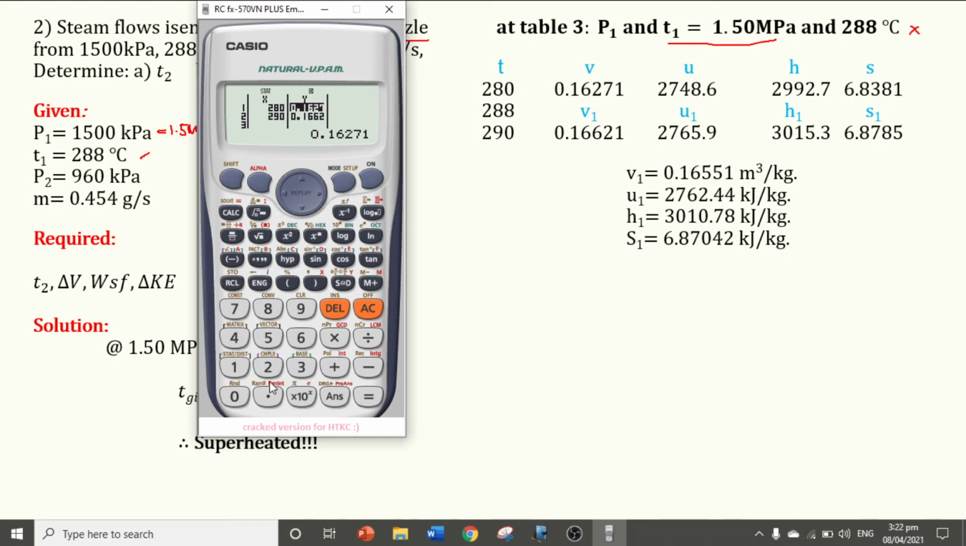Edit natin si Y. 2748.6, then 2765.9. Lagay natin 288. Therefore, U1 is 2,762.44 kilojoules per kilogram. Solving for H1, lagay natin 2992.7.